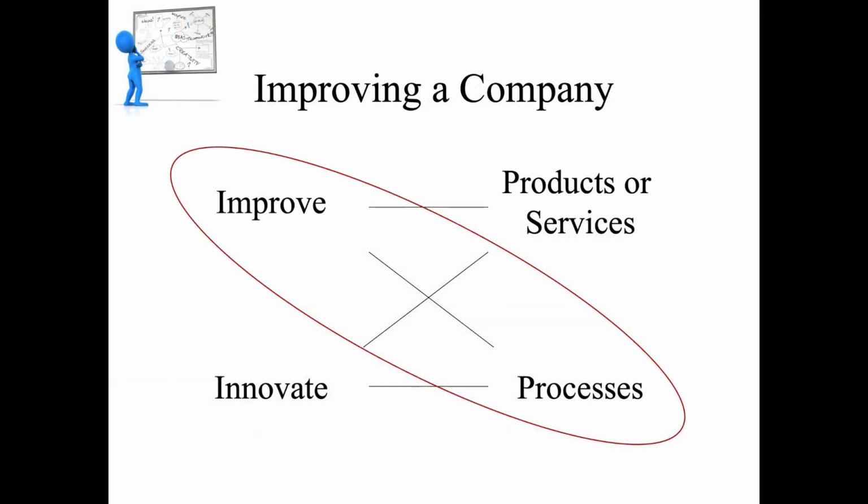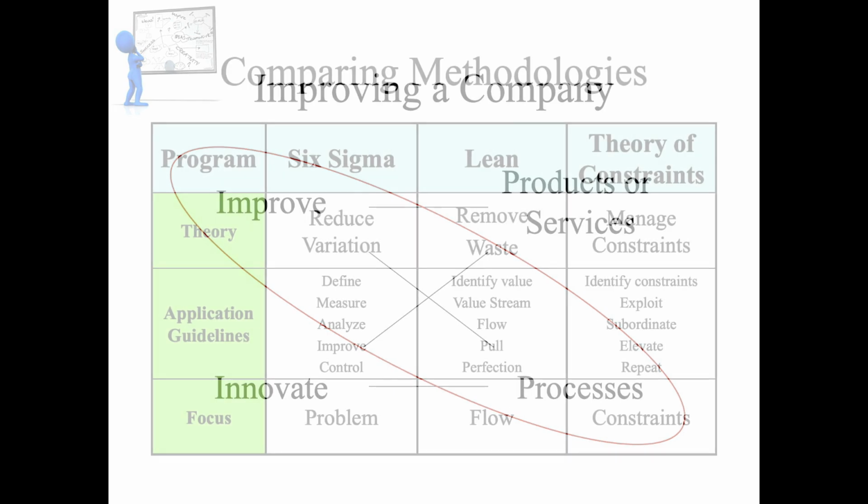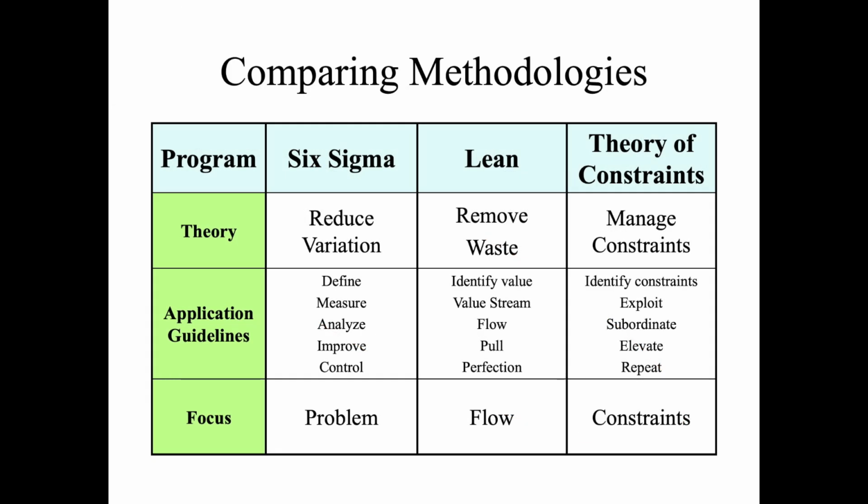So there's 4 elements to improving a company from the inside. You can improve or you can innovate products and services or processes. We're just going to talk about this time about improving processes. So I like to use a compare and contrast type of methodology. So I selected three methodologies: Six Sigma, Lean, and Theory of Constraints, and then created some categories that I wanted to compare the 3 together: theory, application, and guidelines.